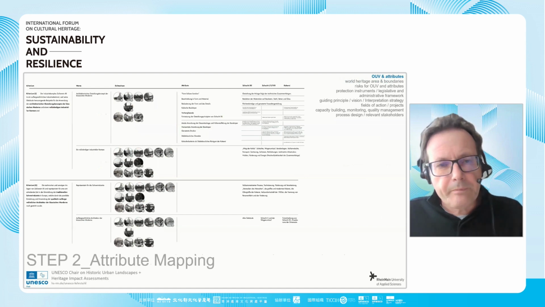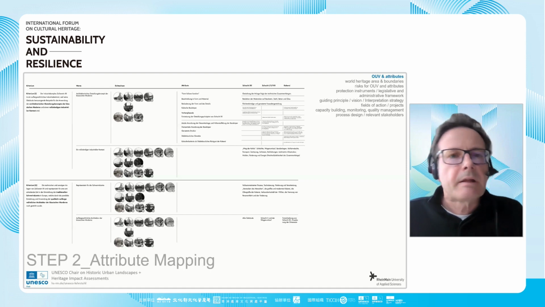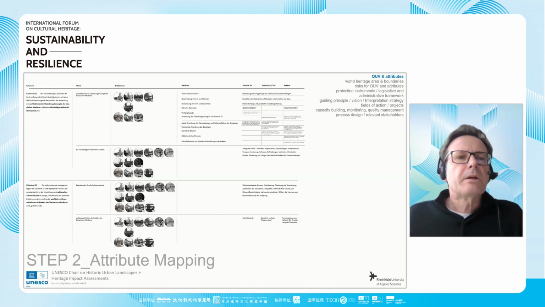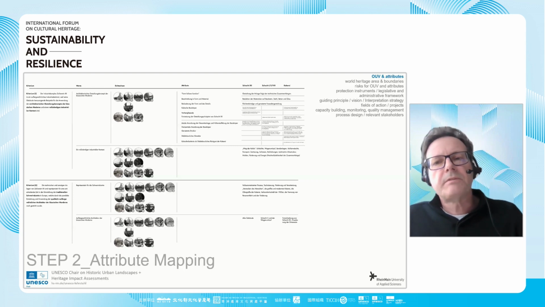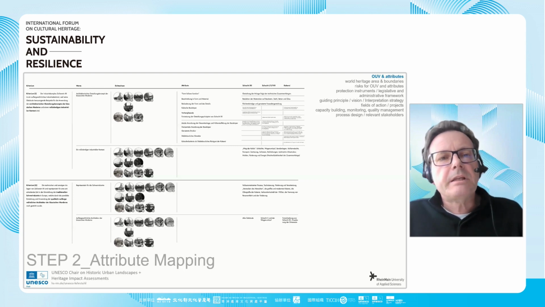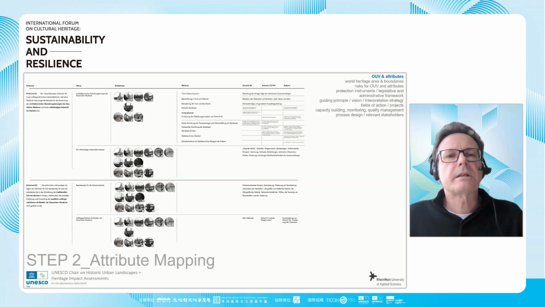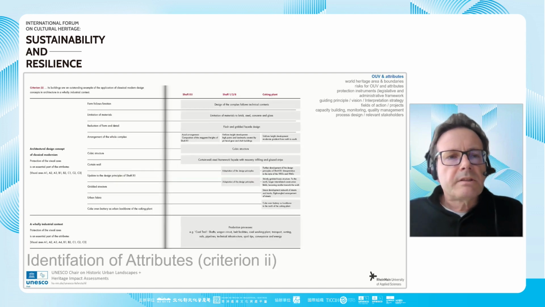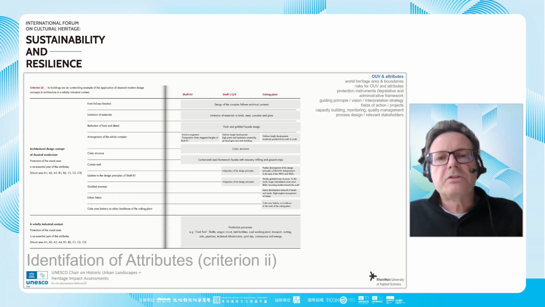I cannot show you everything because I have restricted time for my presentation. I cannot show all the details, but basically the systematic approach is that we took the criteria and started to identify the elements which would be, in our opinion, the most important ones, expressing the OUV. And then we would discuss this with our advisory board in order to come to a common understanding of what the most important attributes are. So this is the attribute mapping referring to criterion 2.